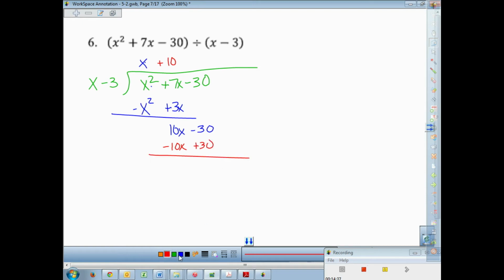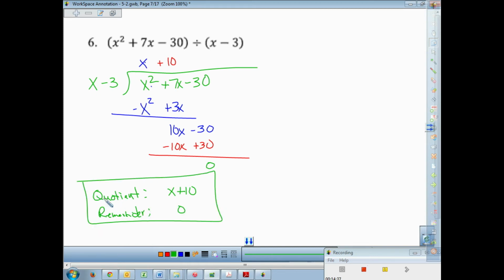And I realize that my remainder is how much? 0. Okay? So then we got to write it out. Quotient. What's our quotient? x plus 10, and our remainder. This is how it's going to be on your homework, too. Like, got to write this out. Quotient is this, remainder is that.